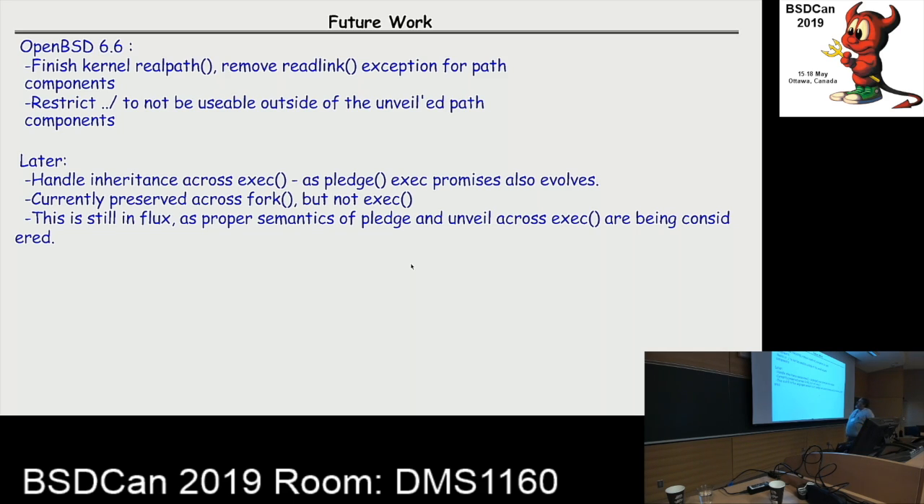Later stuff that we are looking at also goes in flux with pledge, because one of the things that both pledge and unveil don't do: they are inherited across fork, but as of today, they're not inherited across exec, because the expectation is the programmer of the thing you exec has correctly pledged and unveiled the program. It would still be nice to have these things work across exec in a limited way. There's still much arguing in the basement happening over how that should work with pledge. And if we sort out how that works with pledge, the semantics that work for unveil will probably follow. But as of today, they're not inherited across an exec.